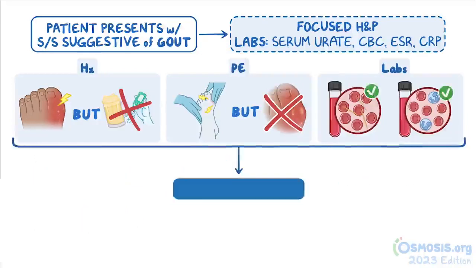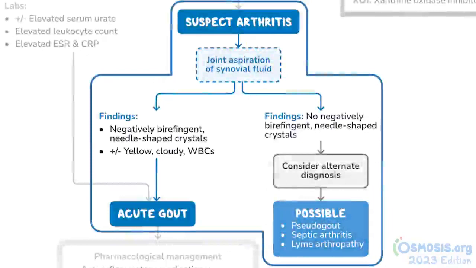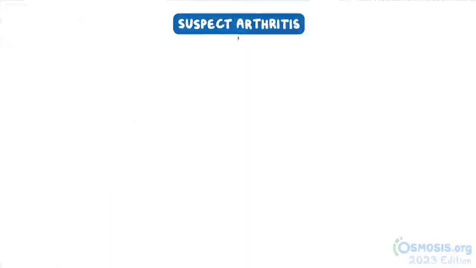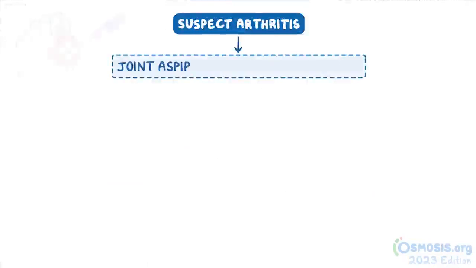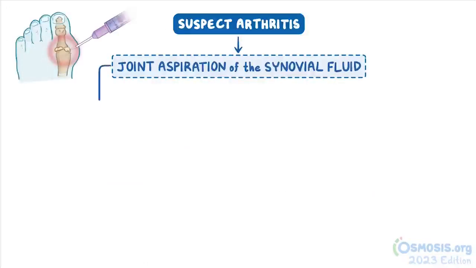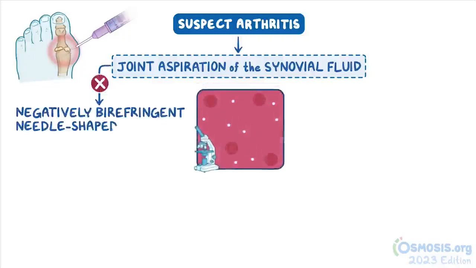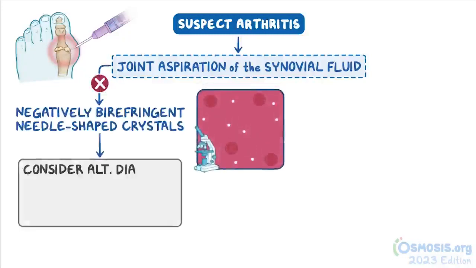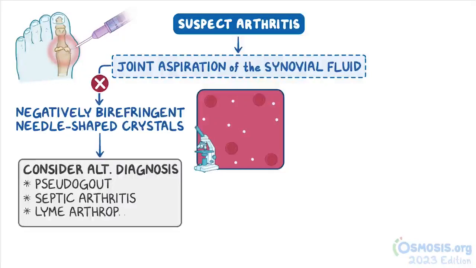As far as labs go, the serum urate will often be elevated, greater than 6.8 milligrams per deciliter, but keep in mind that urate levels can be difficult to interpret during a gout flare. CBC typically reveals an elevated leukocyte count in inflammatory markers such as ESR and CRP. If you see this constellation of signs, symptoms, and lab findings, you can diagnose acute gout.